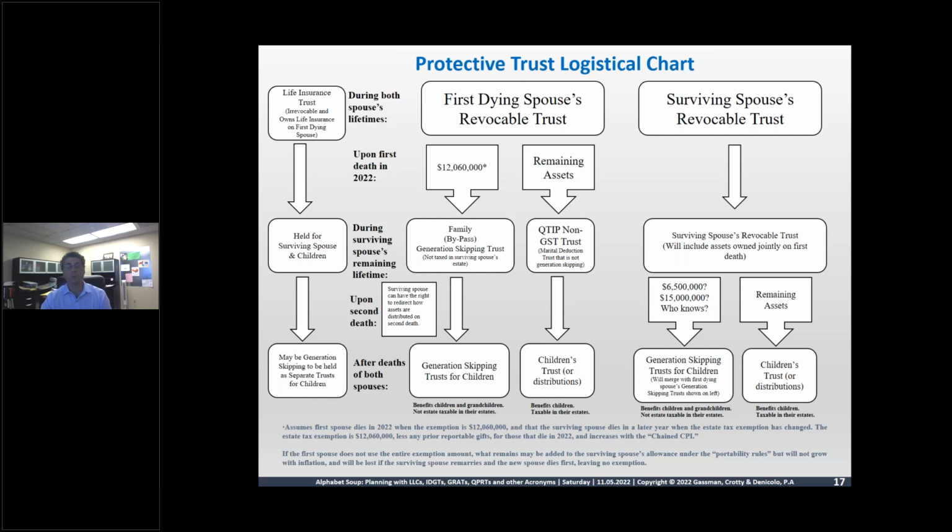The Q-tip trust generally is non-GST, meaning that it is subject to estate tax on the surviving spouse's death and possibly could be subject to estate tax on the children's deaths down the road. So just a couple of ways to structure an estate plan to maximize tax efficiency.